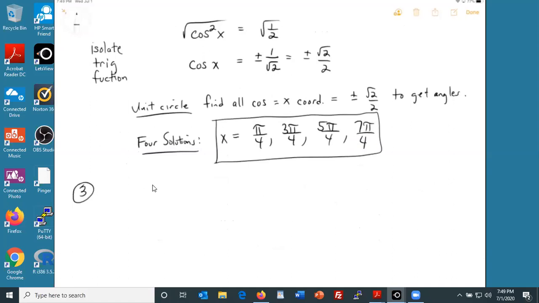All right, example number 3. All right, how about something like sine squared of theta minus 1 equals 0? Let's do a little factoring.